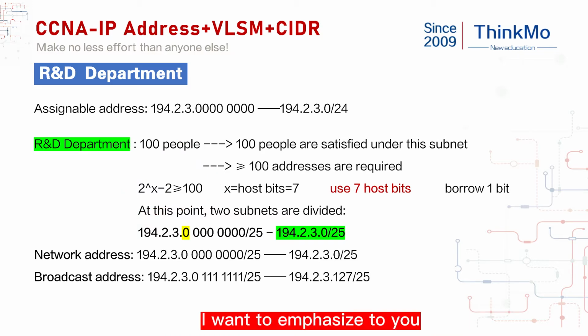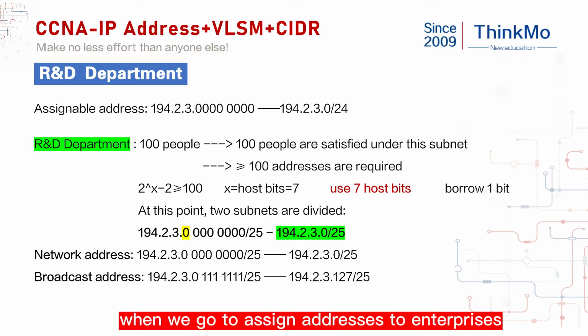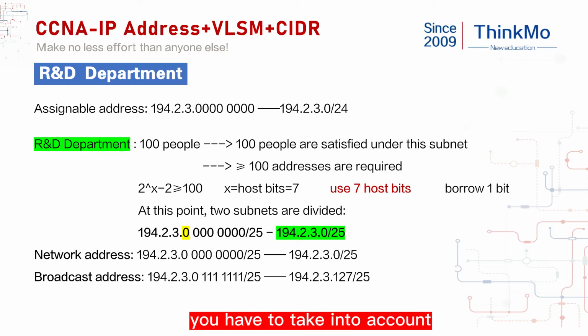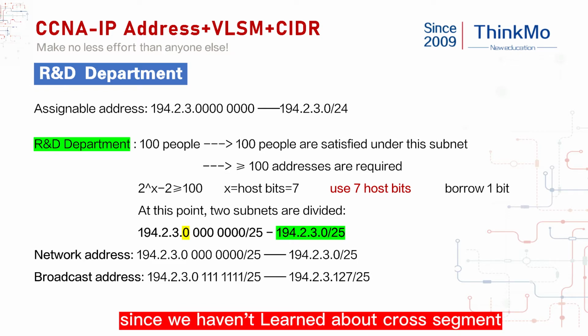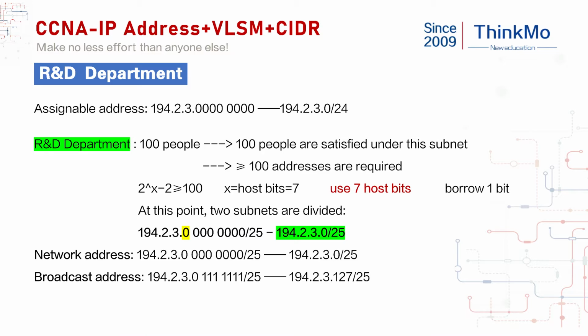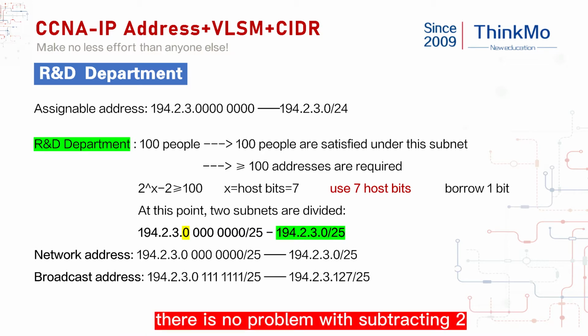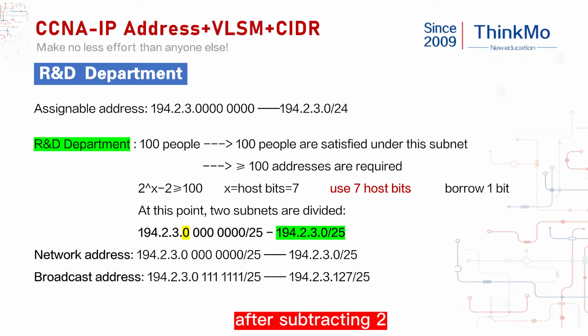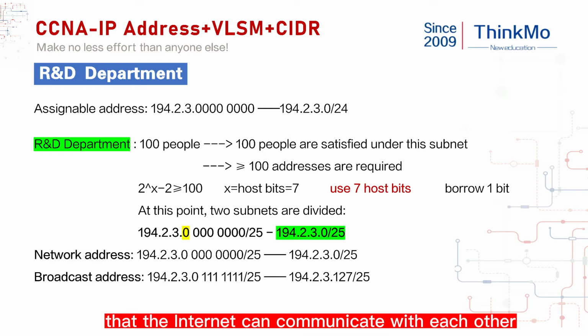I want to emphasize to you, we'll learn something later, the gateway. By default, when we assign addresses to enterprises, you have to take into account the problem of assigning a gateway to each network segment. Since we haven't learned about cross-segment communication, there is no problem with subtracting 2. After subtracting 2, the address is available, but only to ensure that the hosts can communicate with each other.